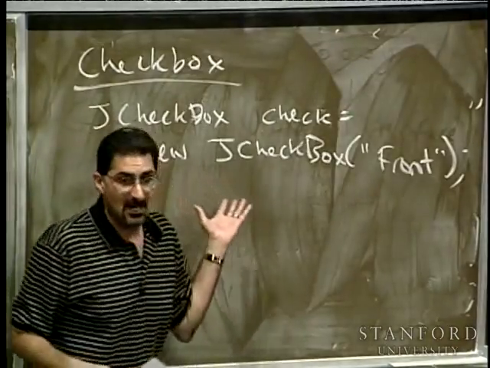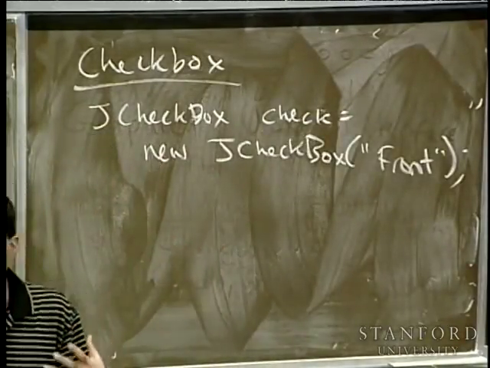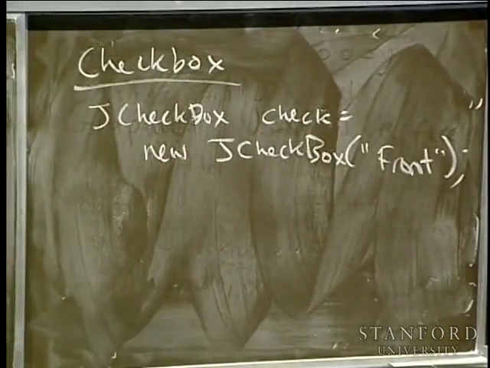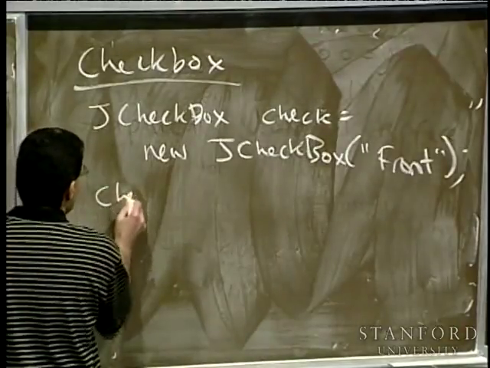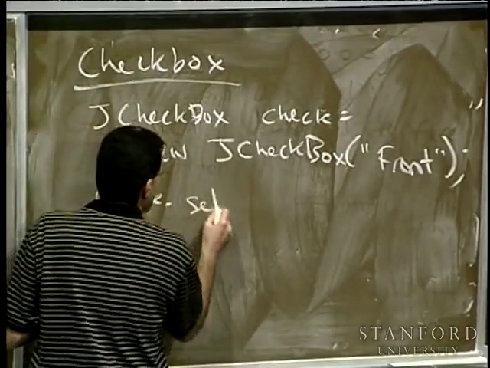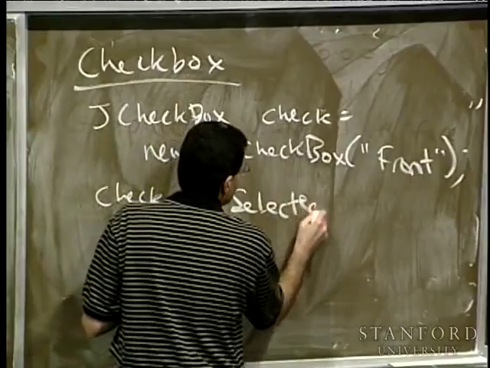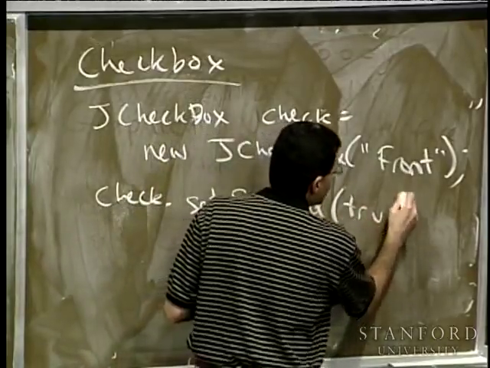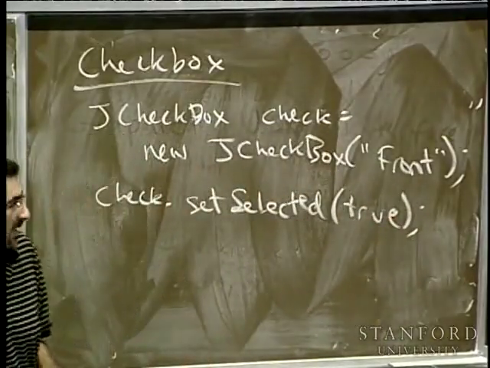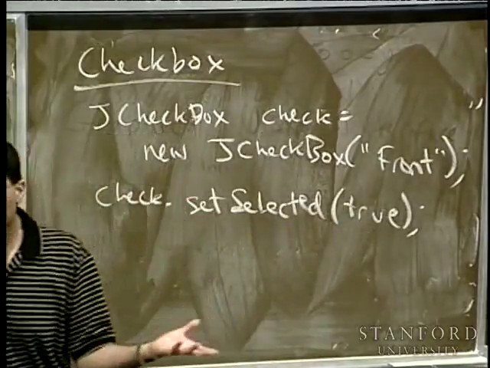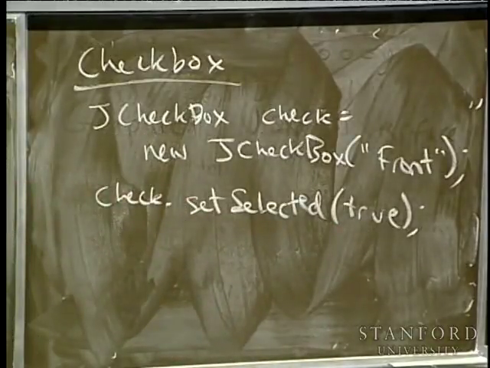Now, other things I can do with the checkbox which are kind of cool: I can set its initial state to either be checked or unchecked. So what I can do is say check.setSelected and give it either a true or false, a Boolean, to say, do you start off checked or not checked? If I set selected to be true, it starts off checked. If I set it to be false, it starts off unchecked.